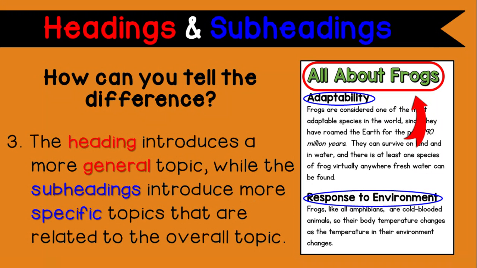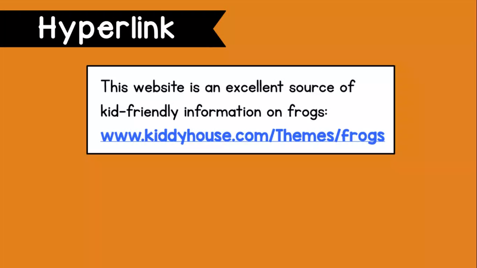So I know before we talked about this paper or this chapter of the book saying all about frogs, all about dolphins, all about dogs, all about cats, right? Those are all of our headings. And then under each one, we might have adaptability, response to environment as subheadings. We could have habitat as a subheading, diet as a subheading. We can just break it down, and under all of those subheadings, we'll be putting more information specifically about that topic that the subheading introduces.